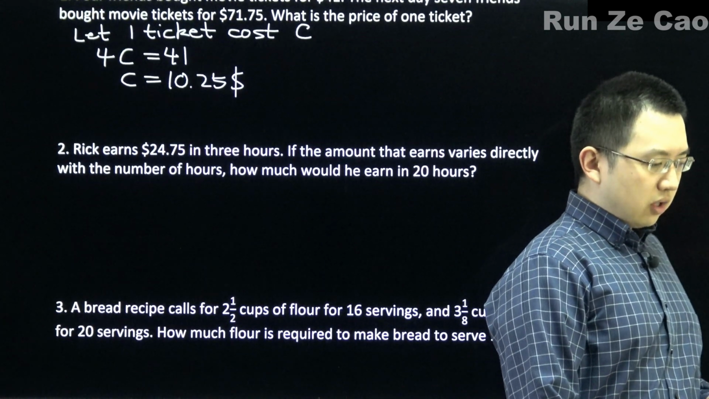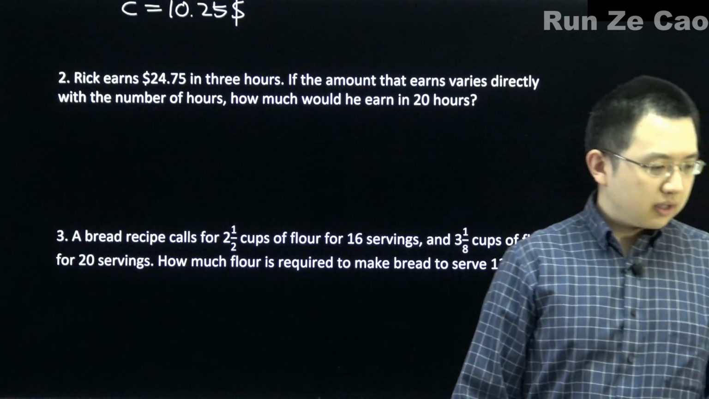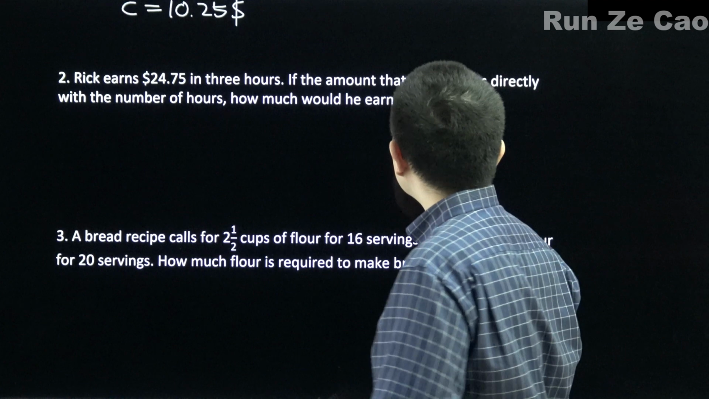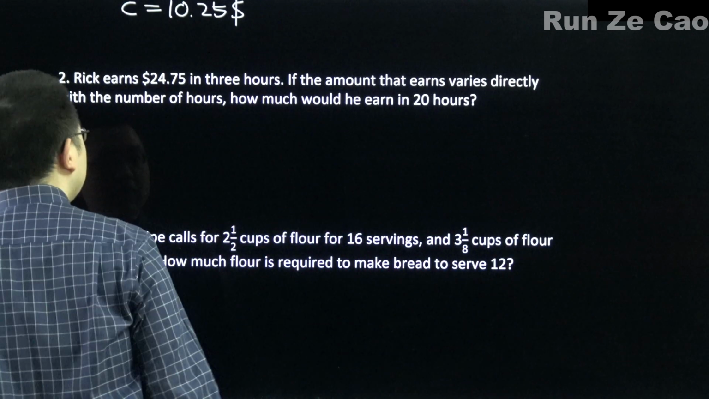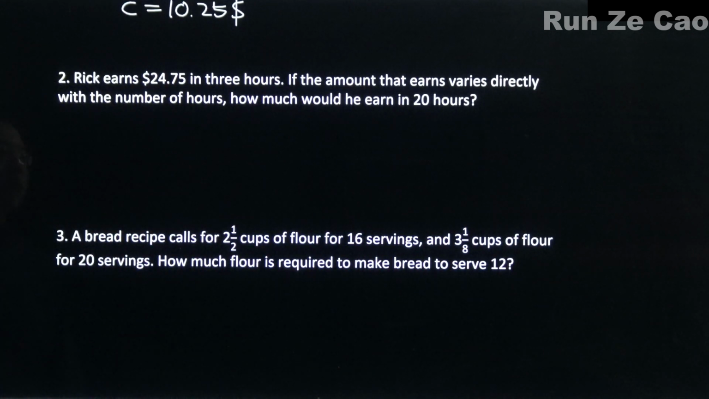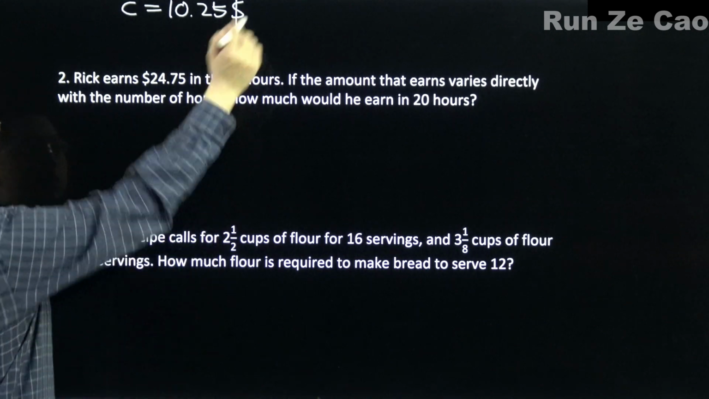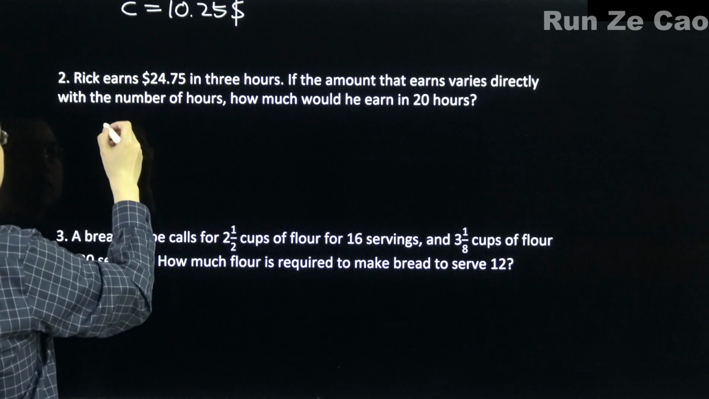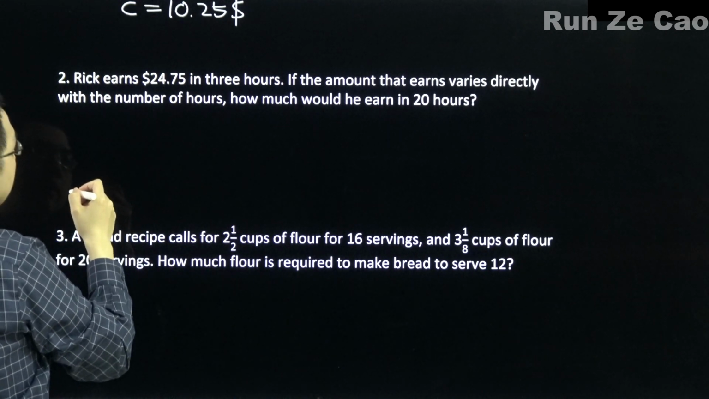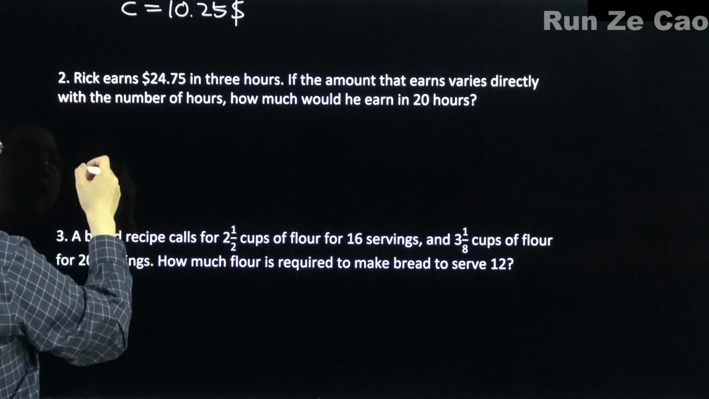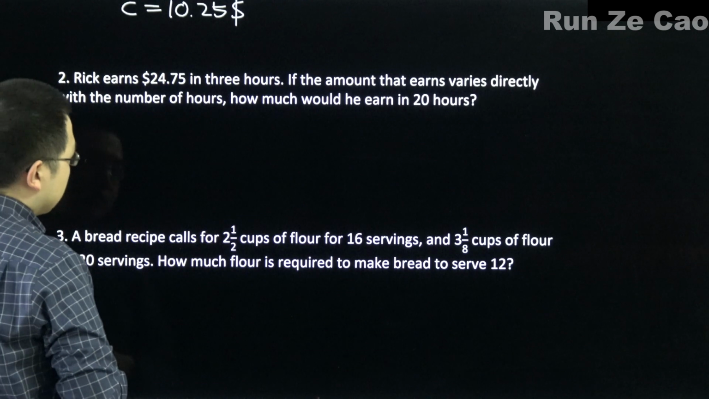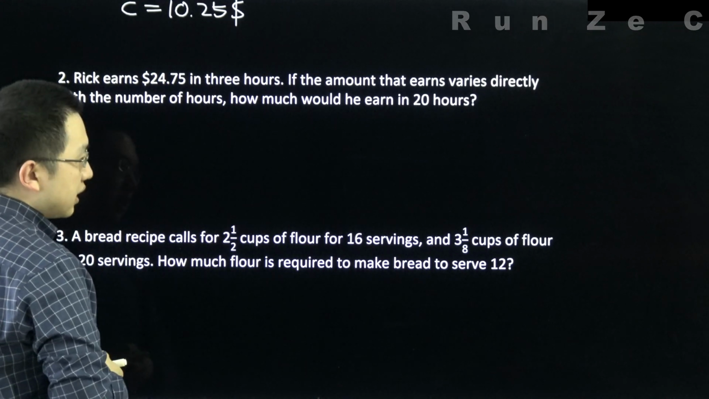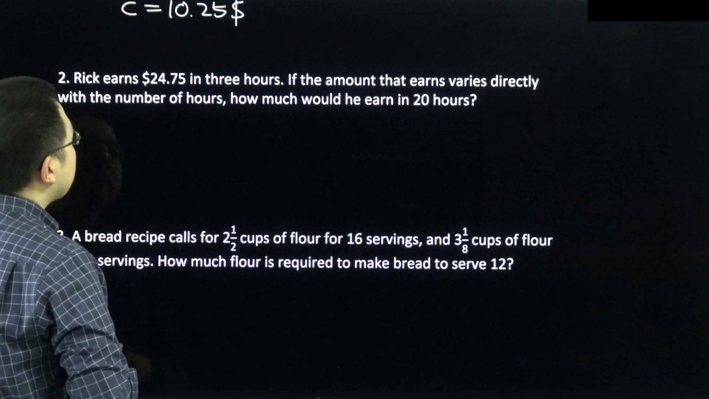Rick earns $24.75 in 3 hours. If the amount that he earns varies directly with the number of hours, how much would he earn in 20 hours? Well then, we know that f of x equals mx. f of 3 equals 24.75.